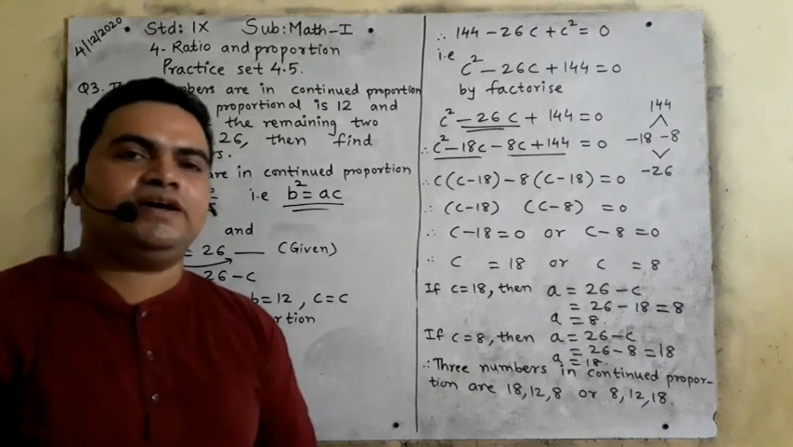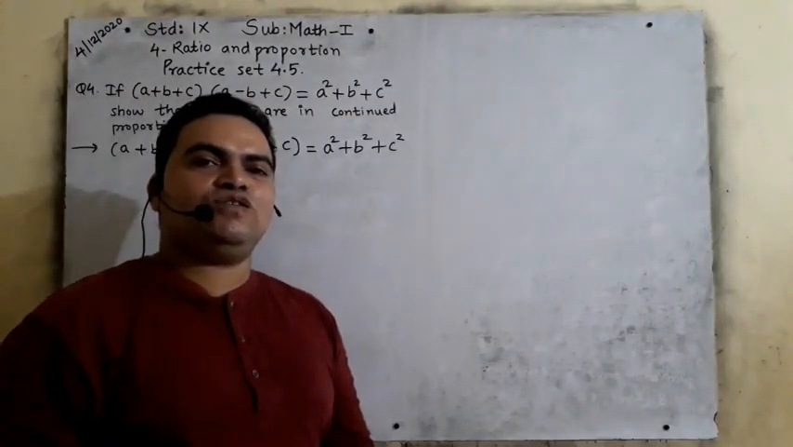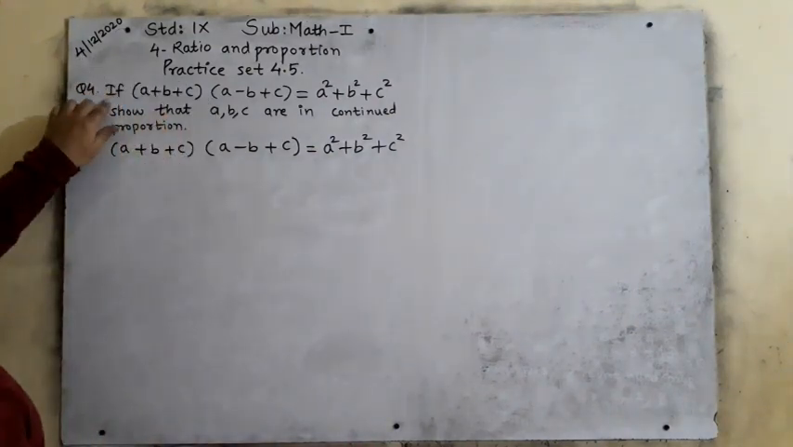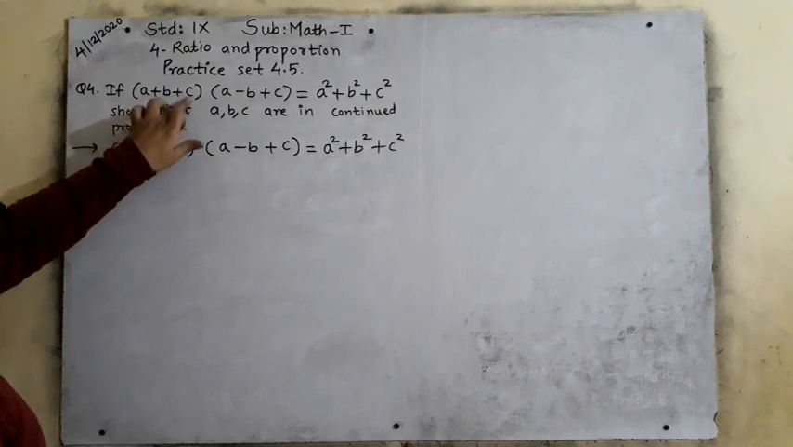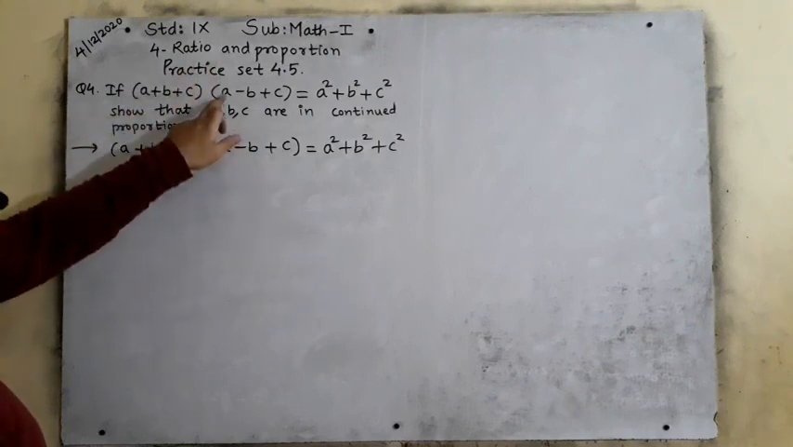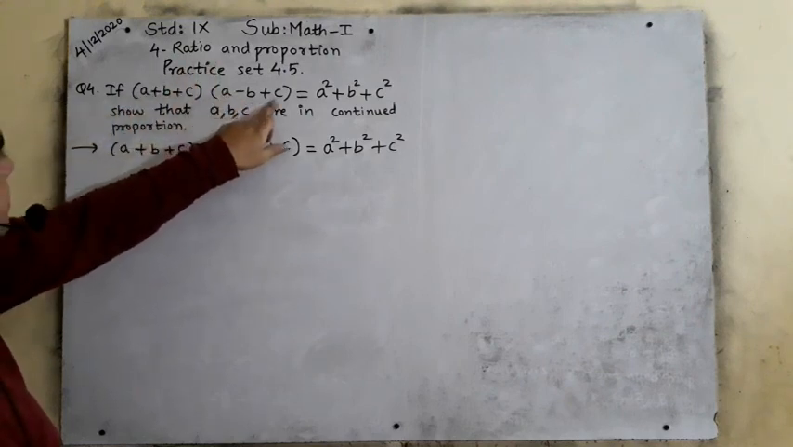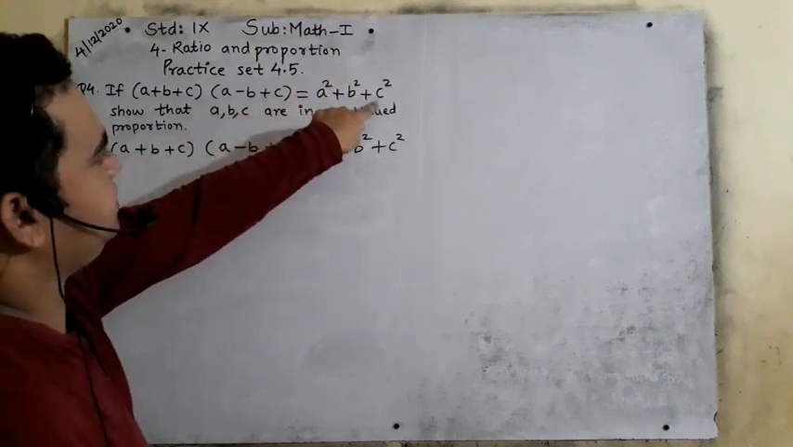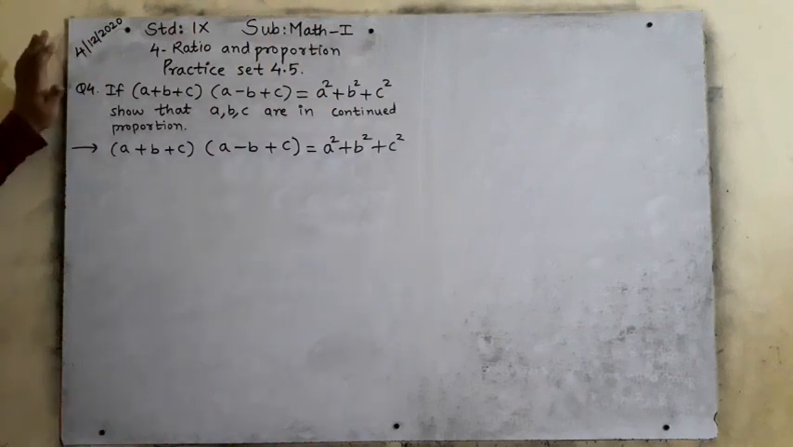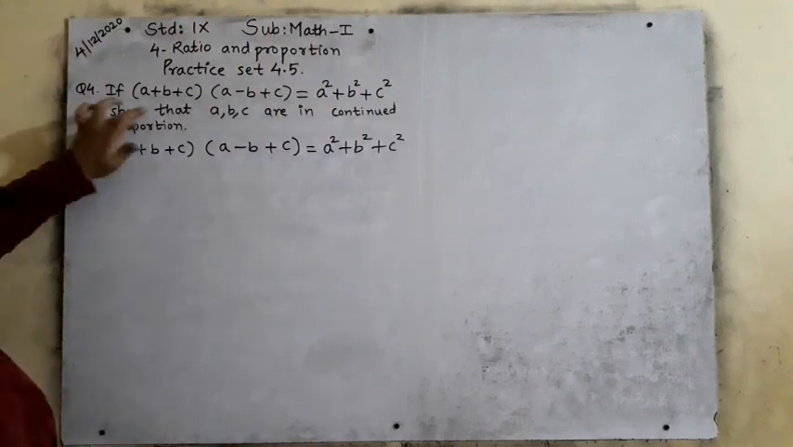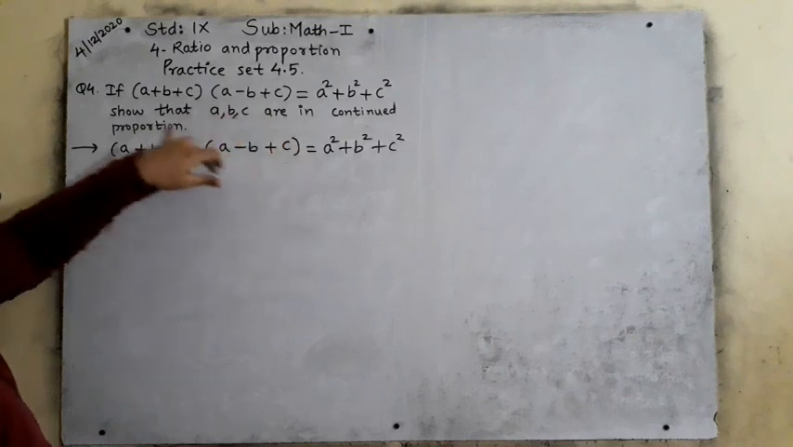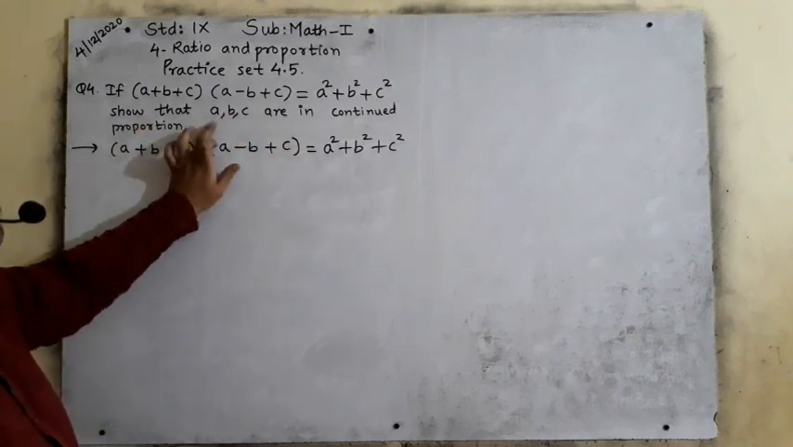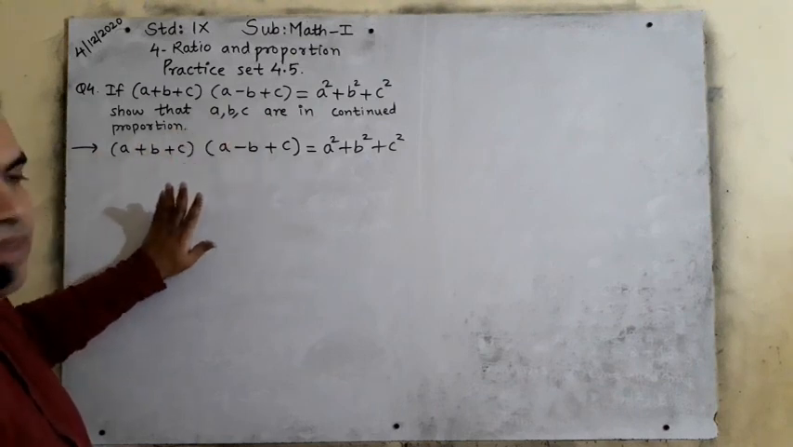I hope you understood here. So now dear students, we will see question number 4. Please look at the board. Question number 4: if bracket A plus B plus C bracket complete multiplied by bracket A minus B plus C bracket complete is equal to A square plus B square plus C square. This is the equation given in the question. Show that A, B, C are in continued proportion. It means we have to show that A, B, C are in continued proportion.